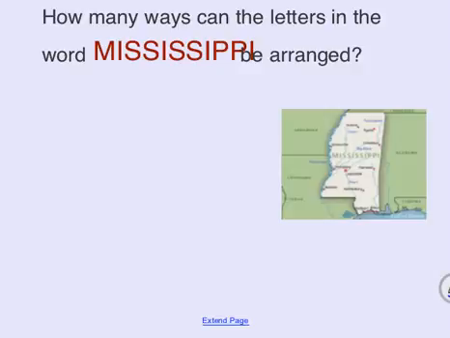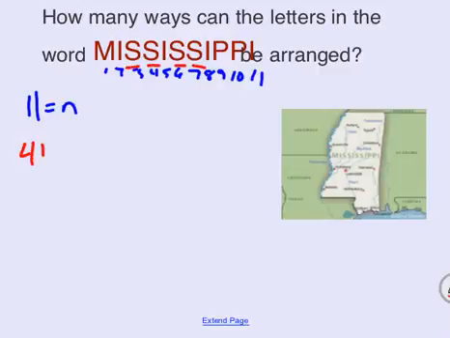First things first, how many letters are there? 1, 2, 3, 4, 5, 6, 7, 8, 9, 10, 11. So there are 11 letters being used, so that's your n. Now, what I would do is I see 1, 2, 3, 4. So there's 4. There's 4 S's.